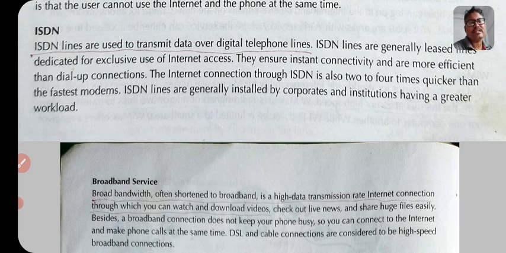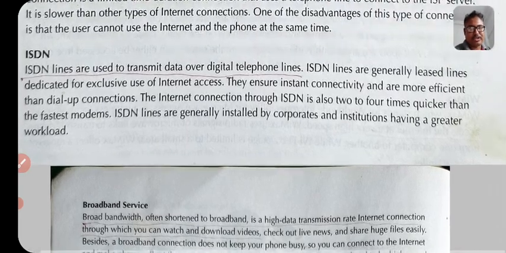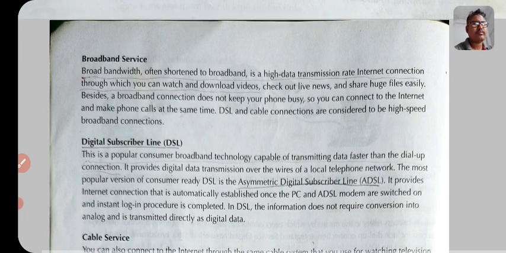ISDN lines are generally installed by corporates and institutions having a greater workload. That means ISDN is mainly used by institutions or corporates for their work purposes, and it is faster than the dial-up connection, 4 times quicker than the fastest modem. Mainly corporates and institutions use this, not for general purposes. And after this is broadband services, which are used nowadays.